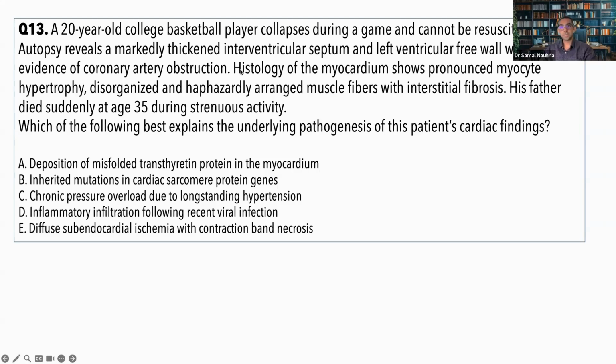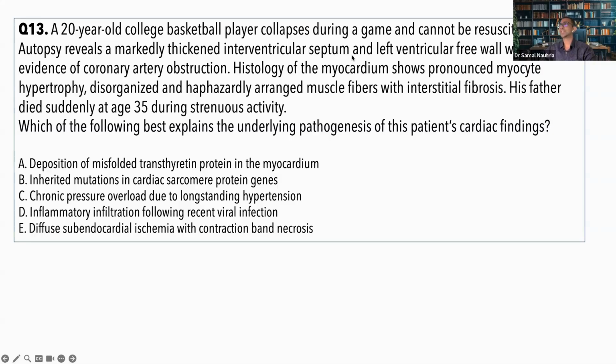Okay, so let's do this together. The question says a 20-year-old college basketball player collapses during a game, looks very classical, cannot be resuscitated. Okay, autopsy reveals marked thickened interventricular septum.